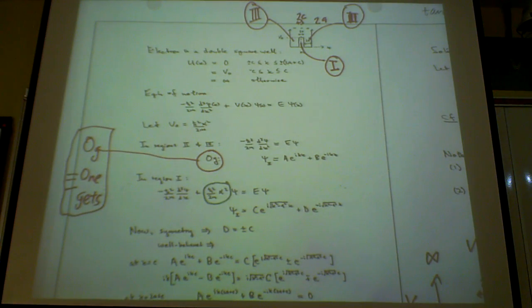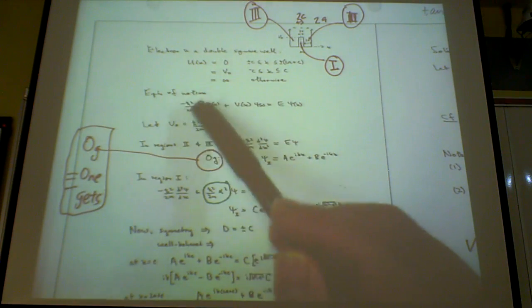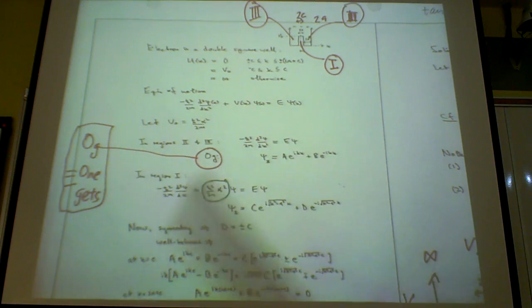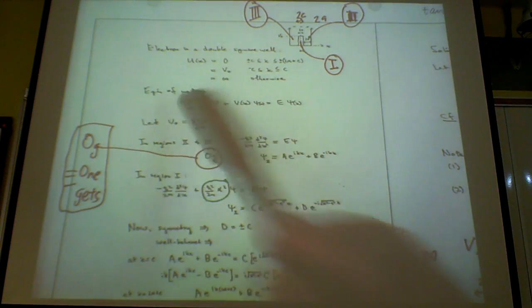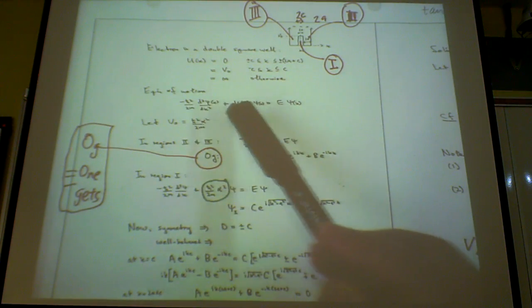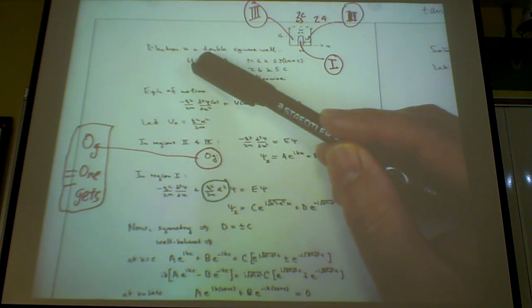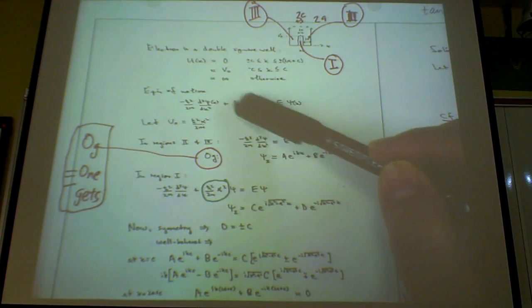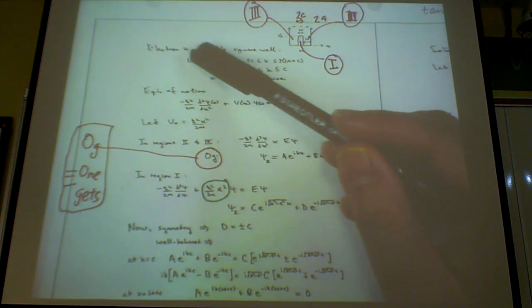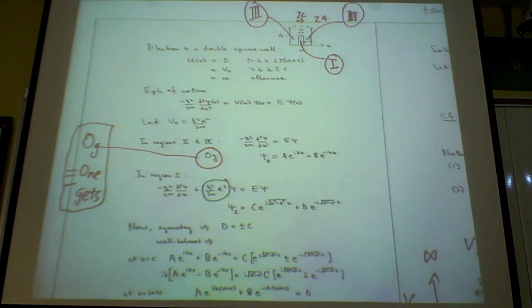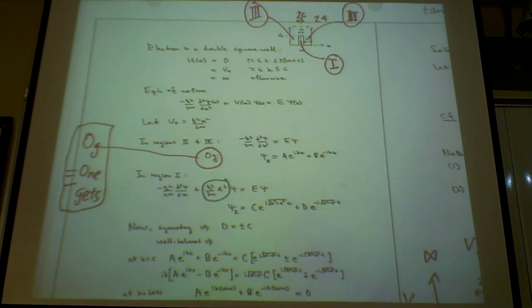So you have some operator operating on some function, right? That's the kinetic energy term. And then you have another operator, which is the potential energy term, which is defined by this, right? So V of x is in fact this whole bit here in different regions. So there are different chunks of potential.